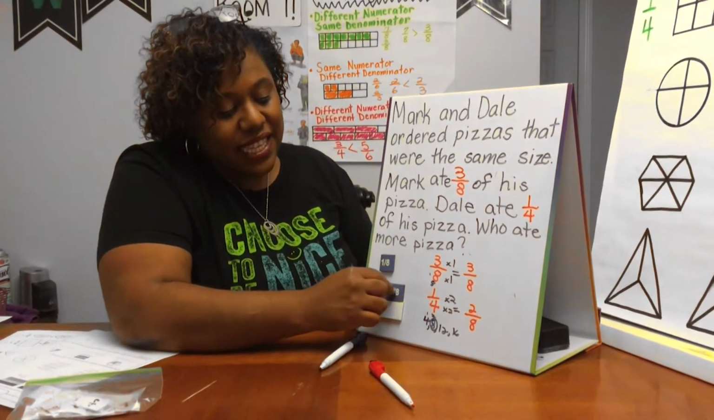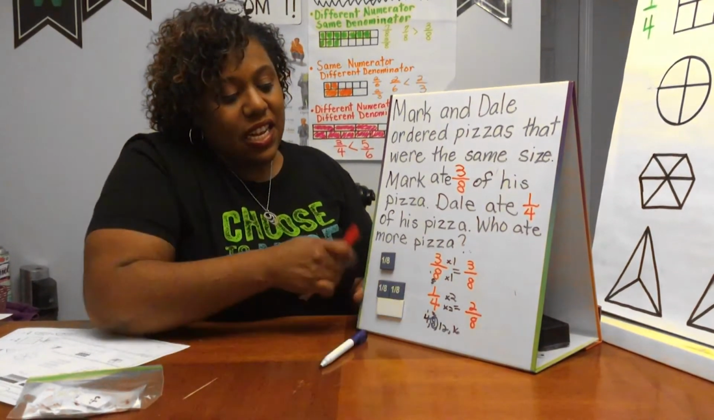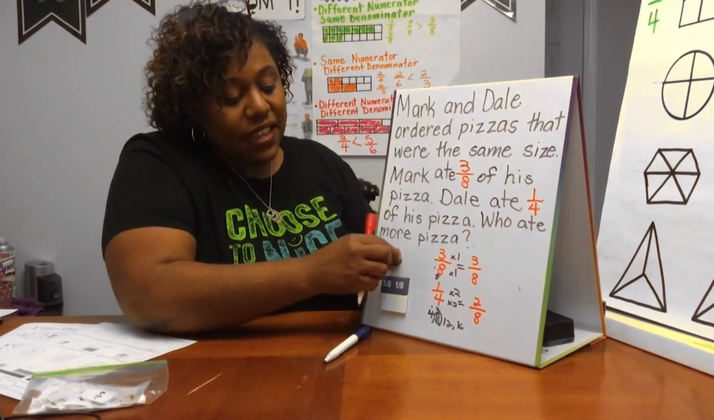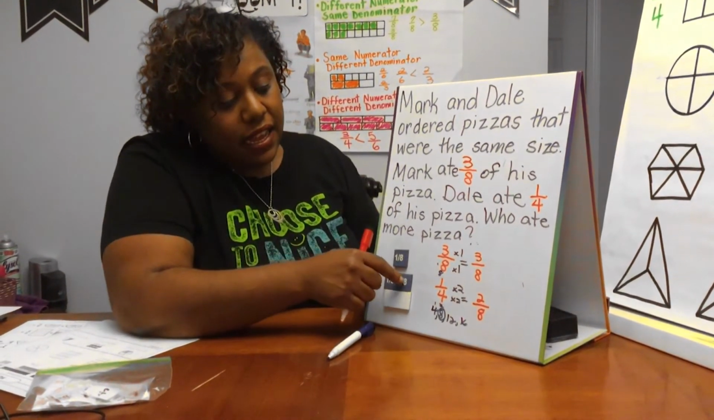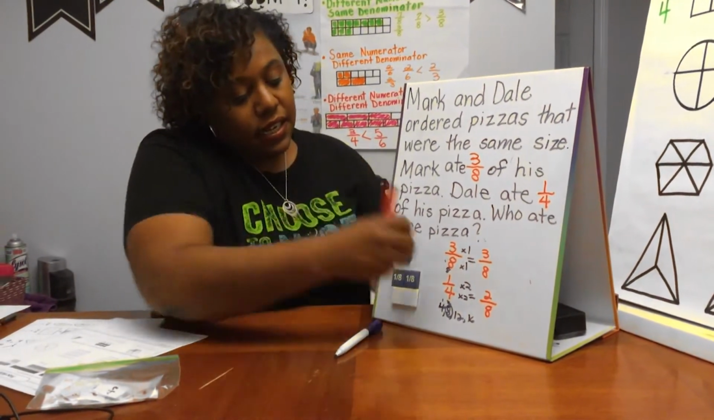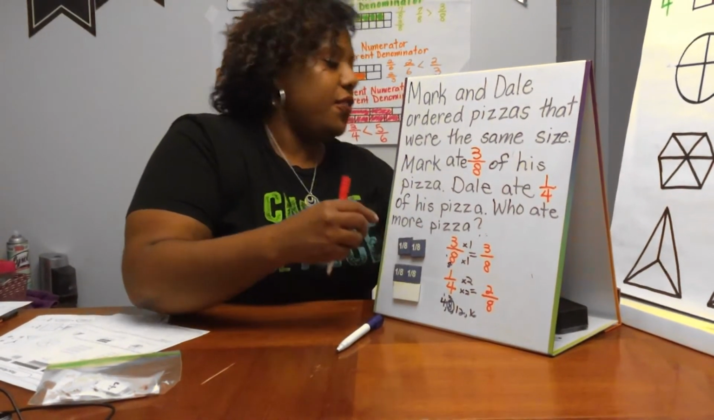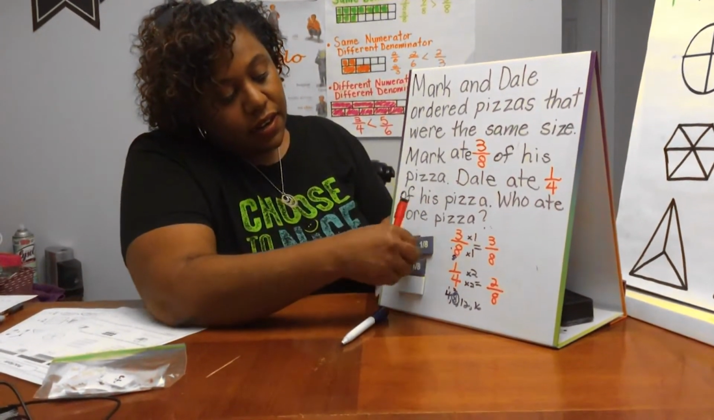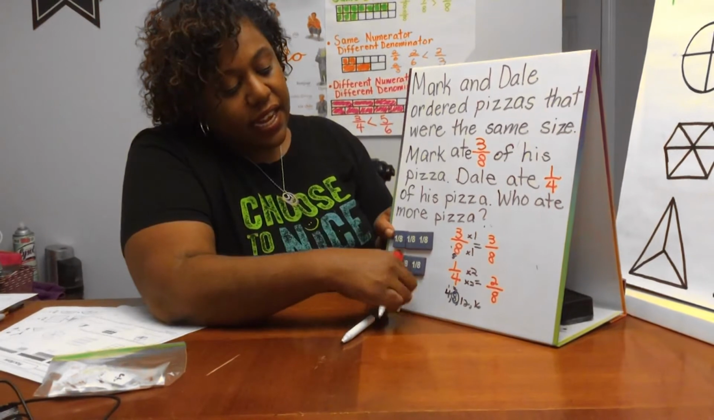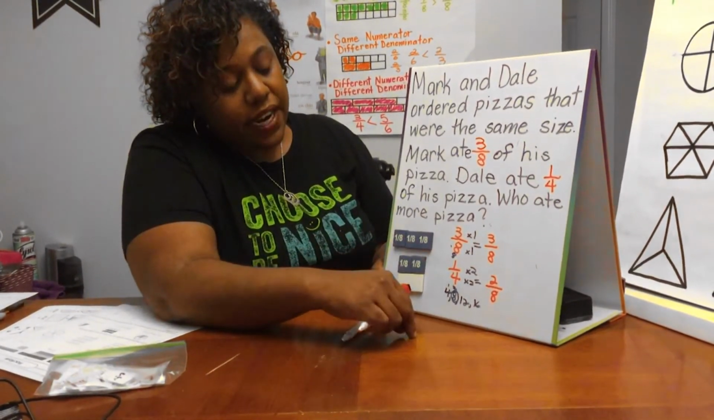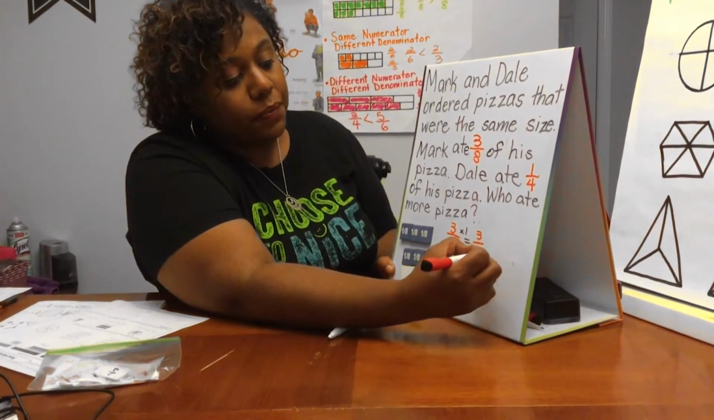1/4 is the same as 2/8. And we can see that if I have 2/8 compared to having 3/8, I have eaten less if I am Dale, right? So let's write this out.